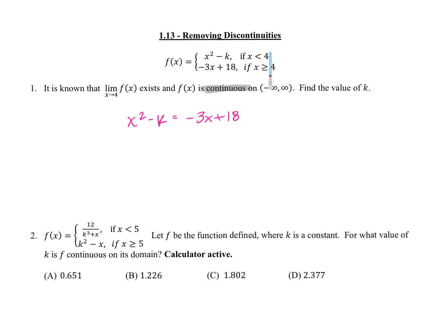Where is the only place for a potential break? At 4. So what am I going to plug in for x? I'm going to take when x is 4 and plug it in right there. So I'm going to get 4 squared, or 16 minus k, equals negative 12 plus 18. 16 minus k is 6. What's my k going to be?